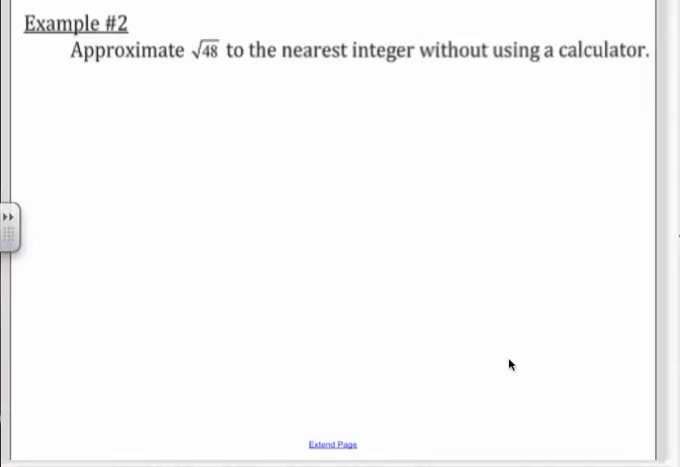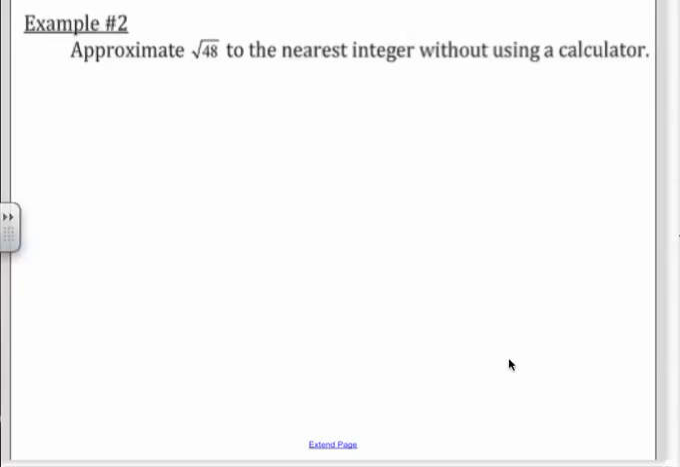Okay, this problem, example number 2, says approximate the square root of 48 to the nearest integer without using a calculator. So I guess what they're asking me is about what is the square root of 48. It's not something pretty, right? Because 48 is not a perfect square, so it's going to be an irrational number. But they said do this without using a calculator, so they're really just asking me what it's close to.